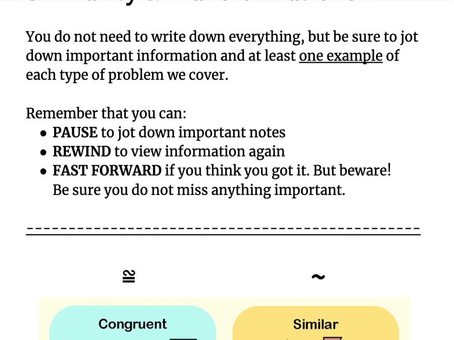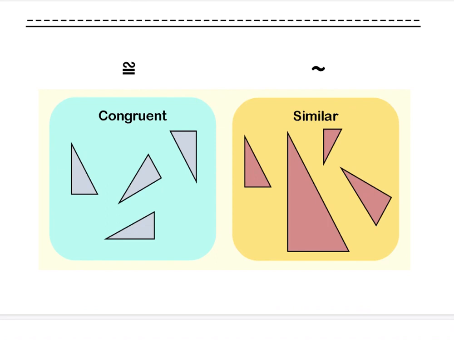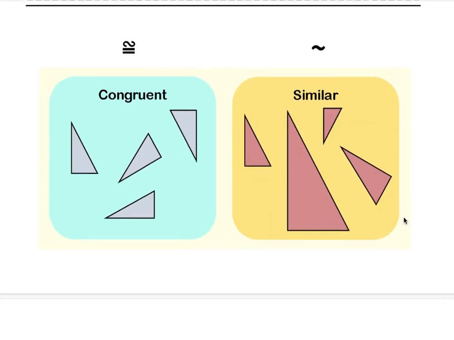So as a review, similarity and congruency. Congruency is when you have very similar looking figures. They're almost the same. So that's why we have the equal sign with the squiggle on top of it. And the similar figures are the same shape, but everything else is pretty much different. They can be different sizes, they can be in different locations, different orientations. They're just similar.